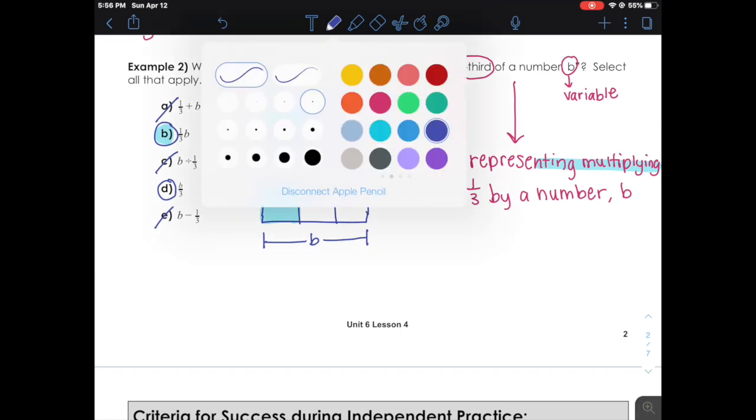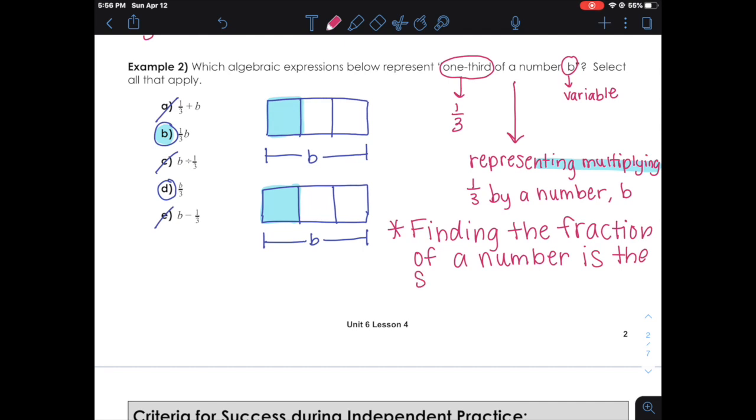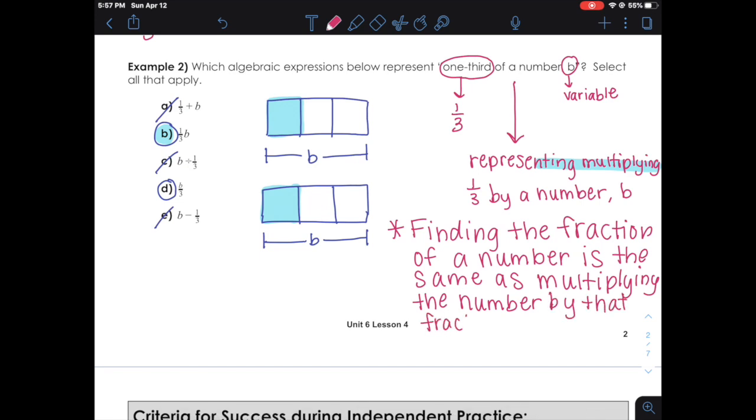So there's something I really want you guys to note here. Finding the fraction of a number is the same thing as multiplying the number by that fraction. And sometimes this can be represented with division as well, like in this case. And I'll tell you why this works. So let me show you why both of these two represent the same expression.